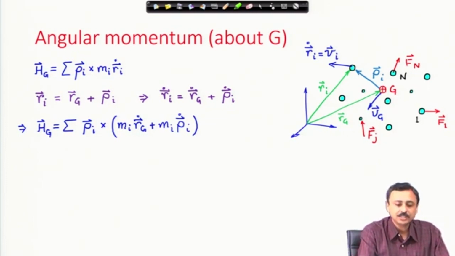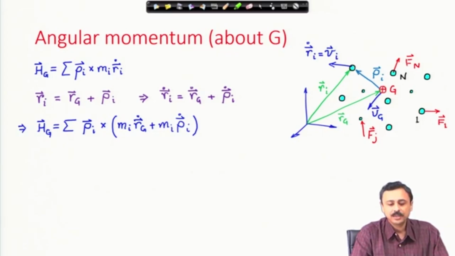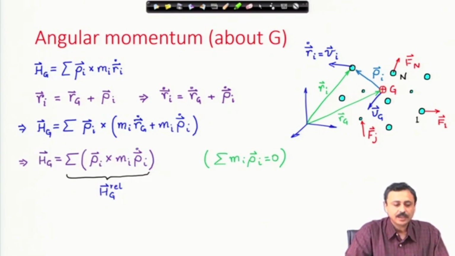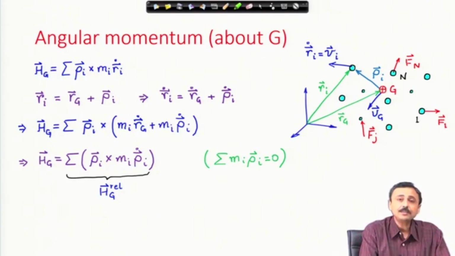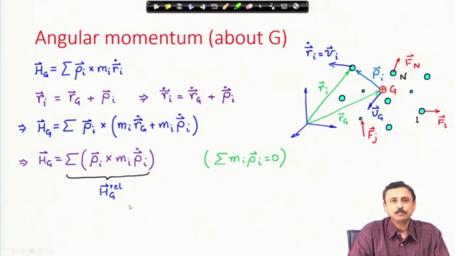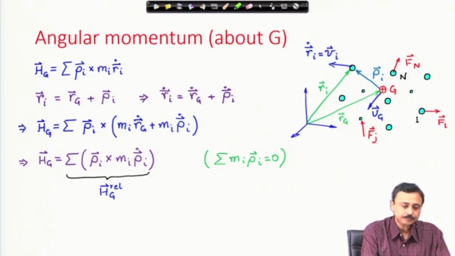this cross product. Once I open up this bracket and simplify, the first term you will note will go to 0 because the summation of m_i rho_i is 0. Only the second term contributes, and that is equal to rho_i cross m_i rho_i dot, and this is nothing but the H_G_rel which we noted in the previous derivation for angular momentum about O. Therefore, the angular momentum about G, the center of mass, the angular momentum of the whole system about the center of mass is equal to the relative angular momentum about the center of mass.